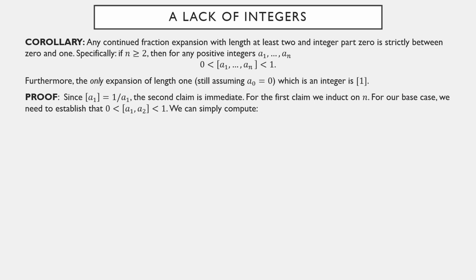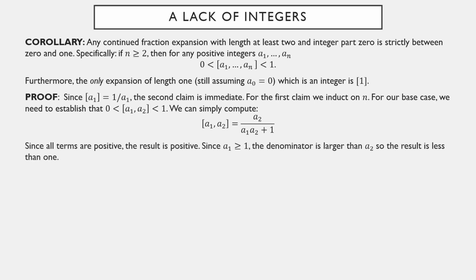That's immediate and there's nothing to say about it. But for the first claim, let's induct on n. So we need to establish that the 2-length continued fraction a1 comma a2 is between 0 and 1. We simply compute it. It's p2 over q2, which is just going to work out, since a0 is 0, to be a2 over a1 a2 plus 1. All terms are positive, so this is definitely a positive result. a1 is a positive integer, so the denominator is strictly larger than a2, so the result is less than 1. It's between 0 and 1.